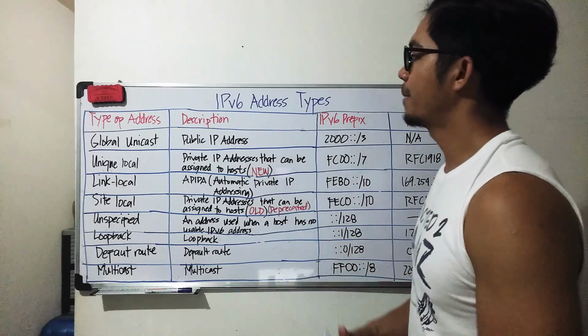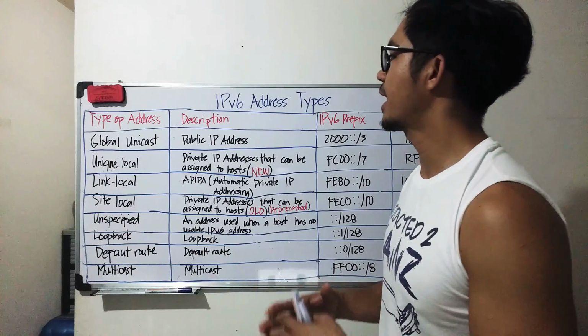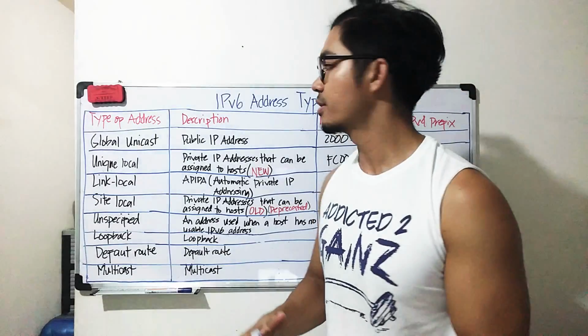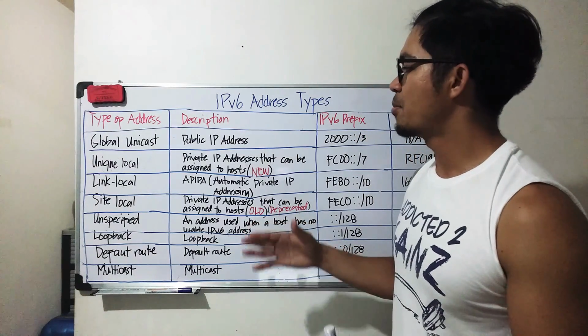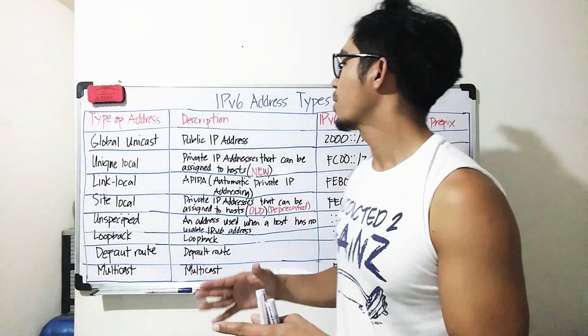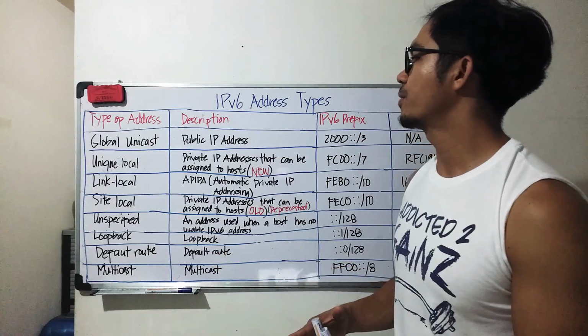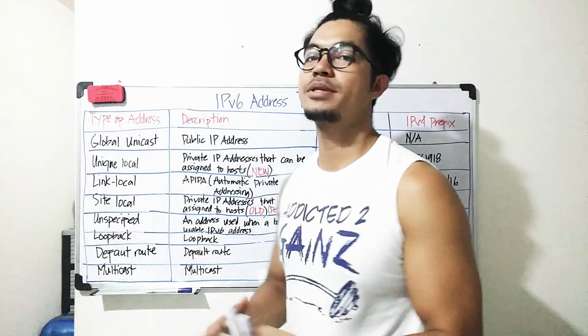Like I said, I just found this table in the book, so I just modified it a little bit. This is just a quick video. So yeah, that's it for IPv6 address types.